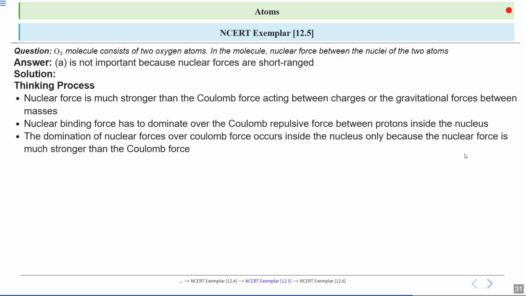So the key point is that nuclear forces only dominate over the Coulomb force within the nucleus itself, because the nuclear force is extremely short ranged. Once you move outside the nucleus, even by a tiny amount, the nuclear force drops to nearly zero, and only the Coulomb force remains significant between the atoms.